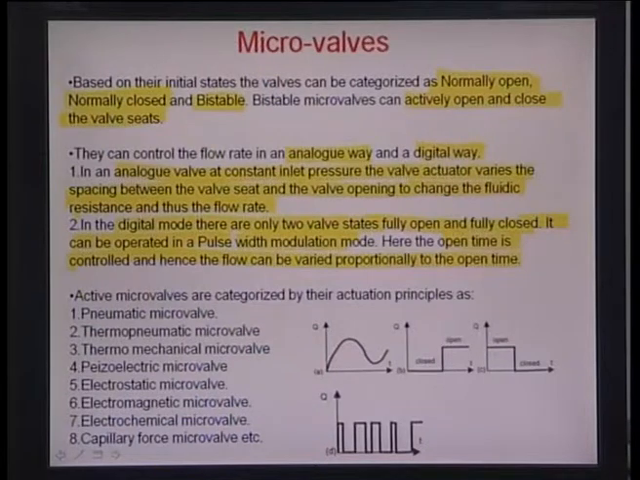So, essentially if you look at some of these output responses, this is what an analog valve would typically look like. This is the plot of discharge rate versus time. As you see, when the valve is fully open, the flow rate is maximum, and then it closes and the flow rate goes down slowly. There is a slow convergence of the flow rate to a maximum and a slow convergence of the flow rate again to a minimum. It is not a rapid one shot close and open phenomenon.